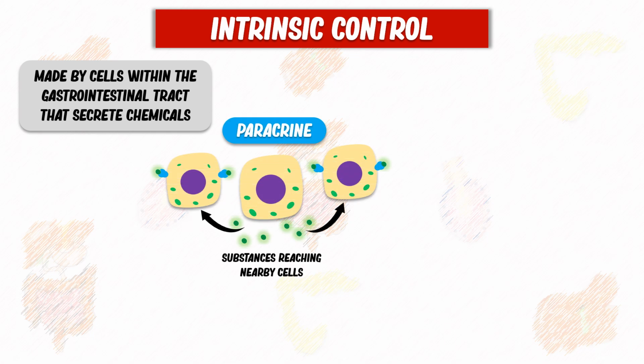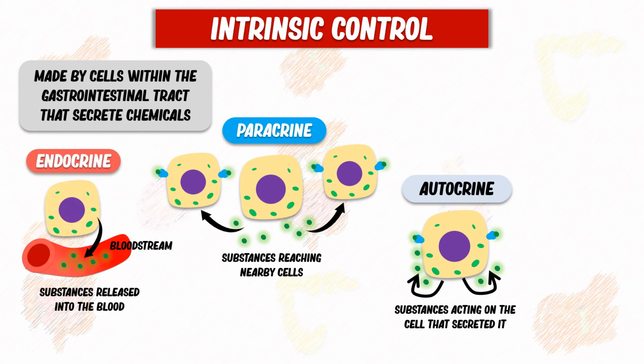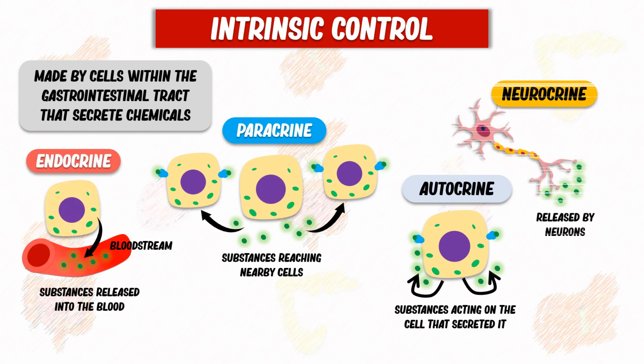Now let's look at intrinsic control. As the name suggests, this level of control is located within the gastrointestinal tract itself, and it involves different cells that secrete various chemicals that act on other cells. Depending on how these substances reach their targets, they are given different names. Paracrines are secreted into the interstitial fluid and affect nearby cells through diffusion. Autocrines act on the cell that secreted them. Endocrine substances enter the bloodstream to act on distant tissues. Finally, neurocrines are secreted by neurons.